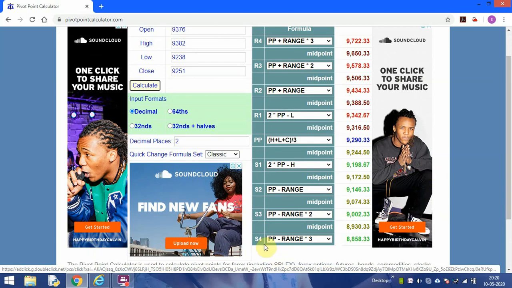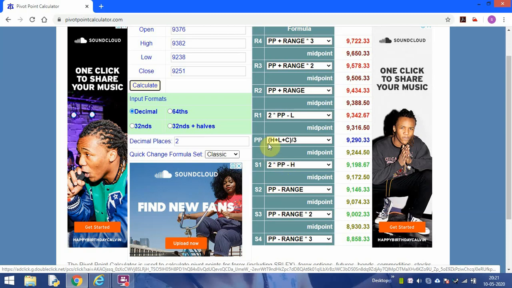Just see, support 4, support 3, support 2, support 1. Then this is the pivot point. Then resistance 1, resistance 2, resistance 3, resistance 4. So you can map this with the option chain data. These levels are getting changed, and by that way you can get the level.